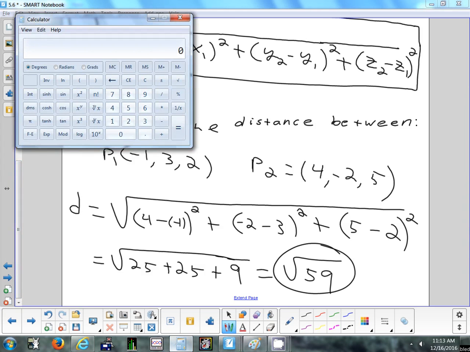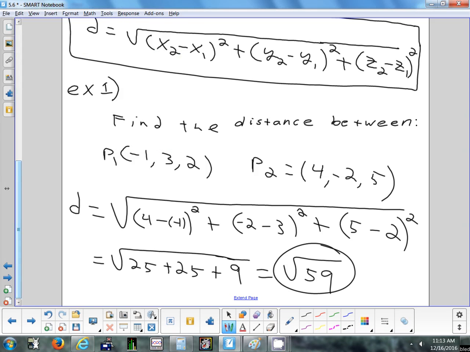If they wanted a decimal, just type it in. It's about 7.68 units. In general, with these kinds of problems, they don't give you a label like feet or inches. It's usually just a number like that. So any questions on that? Find the distance between 2 points.